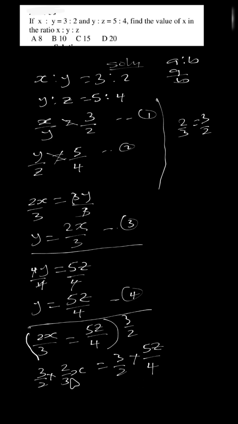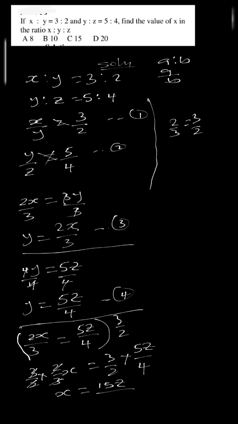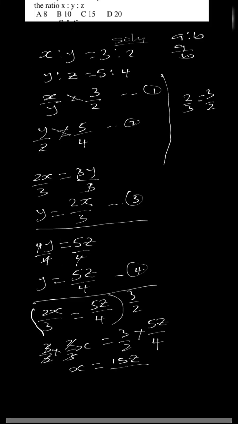Here we cancel this 3 with this 3, and this 2 with this 2, so it remains s. So s will be equal to 5 times 3 times z, that is 15z, divided by 2 times 4, that is 8. So we have 8 here.